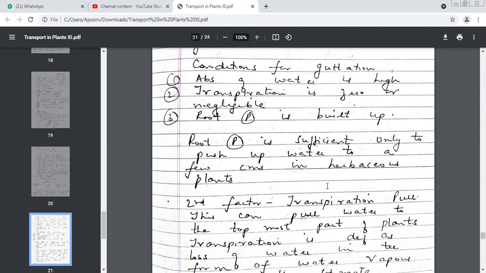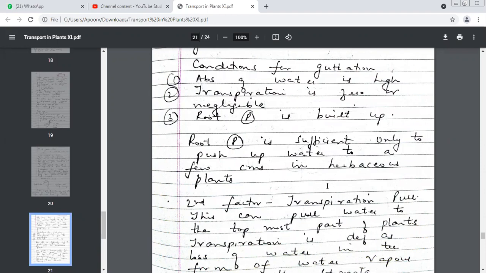In transpiration, water is lost in the form of water vapor, and in guttation, it is lost in the form of liquid water. One difference I've already got. I want the second one also now. Guttation takes place through hydathodes, whereas transpiration takes place through stomata. Very good. Stomata and hydathodes.